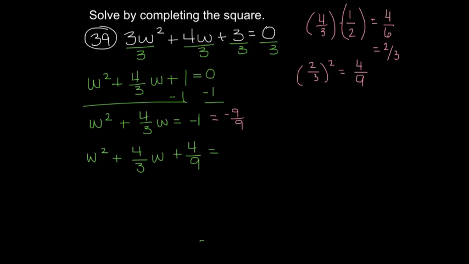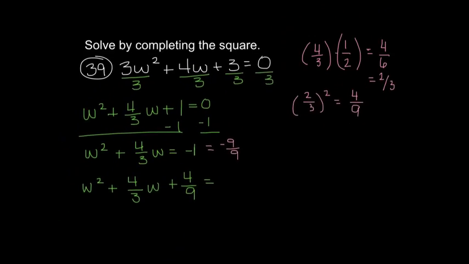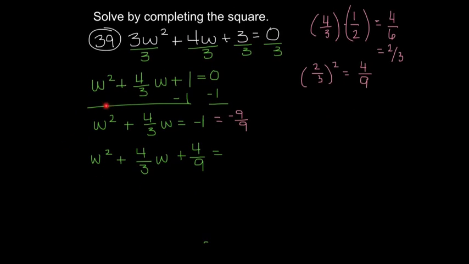So let's say where we were again here. I had the w squared plus 4/3 w, and then I added 4/9, but whatever I add to one side, I have to add to the other side. So that equals, the negative 1 is just negative 9/9 plus 4/9. Again, please don't get lost with the fractions. All I did there was rewrite negative 1 as negative 9/9 so that I had a common denominator. The pattern is still the same for what I'm doing.